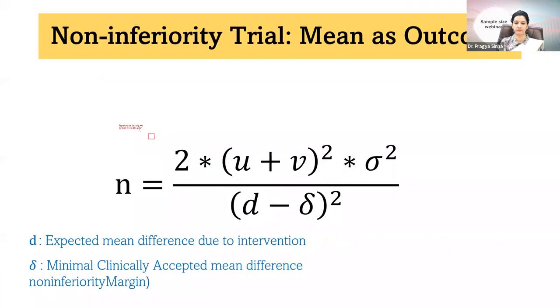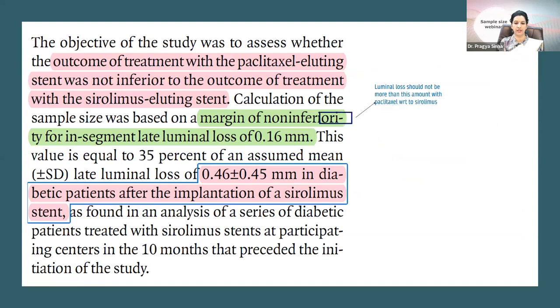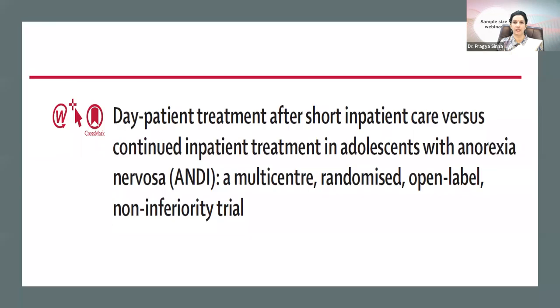So coming to this example, there's another example: day patient treatment after short inpatient care versus continued inpatient treatment in adolescents with anorexia nervosa, a multi-center randomized open label non-inferiority trial. So what is the outcome in this case? If you read this, what are the two treatments? Like if I say, what was the intervention? So the outcome was the anorexia.